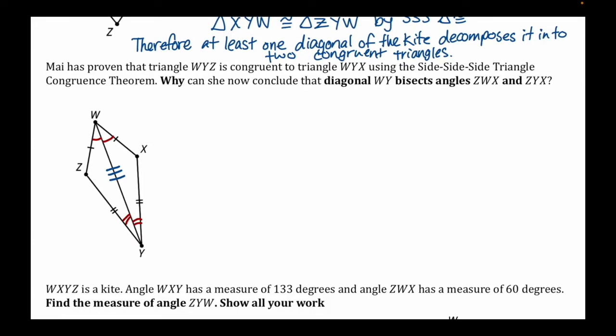So we can say angle ZWY, so I'm starting with the ones at the top, is congruent to angle XWY by CPCTC, which is corresponding parts of congruent triangles are congruent. So we're saying, hey, those parts correspond, so they have to be the same.